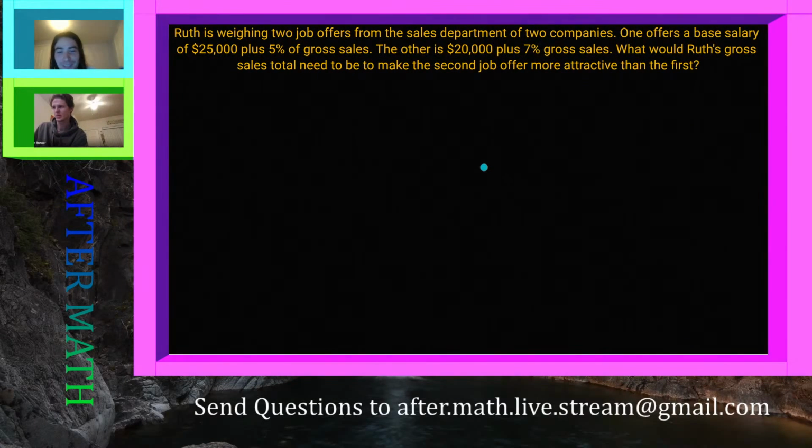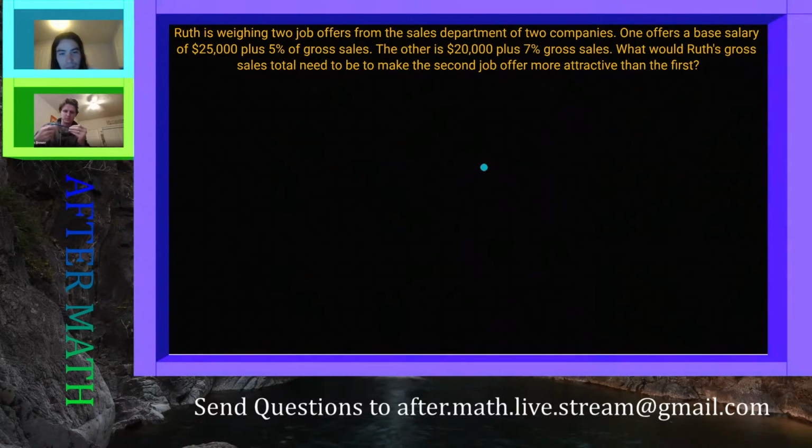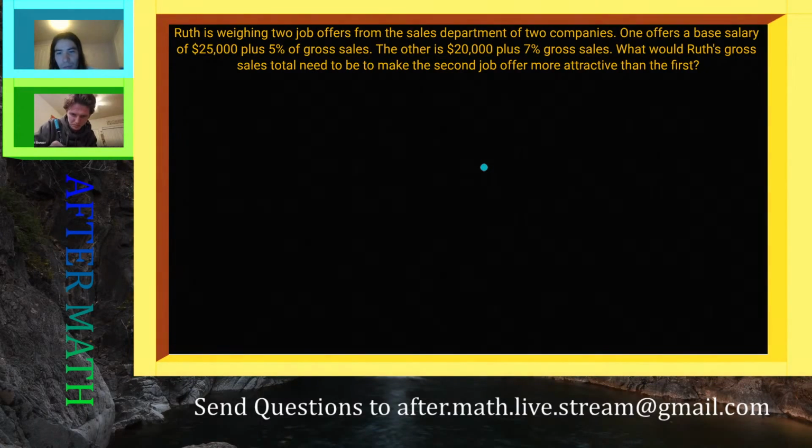Anyways, let's see if Ruth was good at whatever she was supposed to be doing here. So we got, Ruth is weighing two job offers from the sales department of two companies. One offers a base salary of 25,000 plus 5% gross sales. Another offers 20,000 plus 7% gross sales. What would Ruth's gross sales need to be to make the second job offer more attractive than the first?